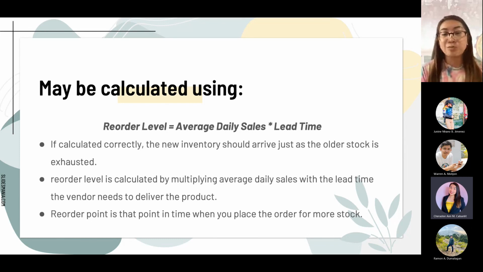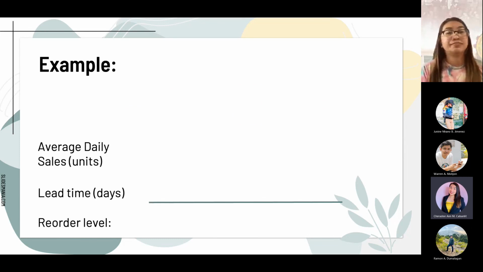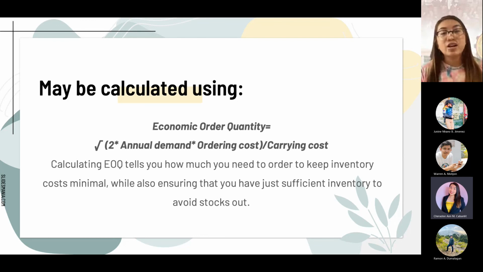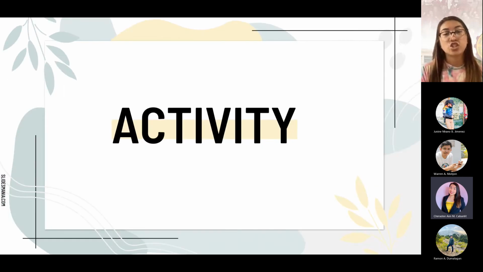And reorder point is the point in time when you place the order for more stocks. So for example, your average daily sales for these items is 10, 20, and 3. Then the lead time is 8 days, 5 days, and 7 days. Meaning to say the reordering point for the first product is 80, for the second product is 100, and the third product is 21. Meaning, if the items left there are 80, 100, and 21, you have to already reorder. All right? Or the EOQ, I think we discussed this in a previous discussion. It's the square root of 2DS over H.